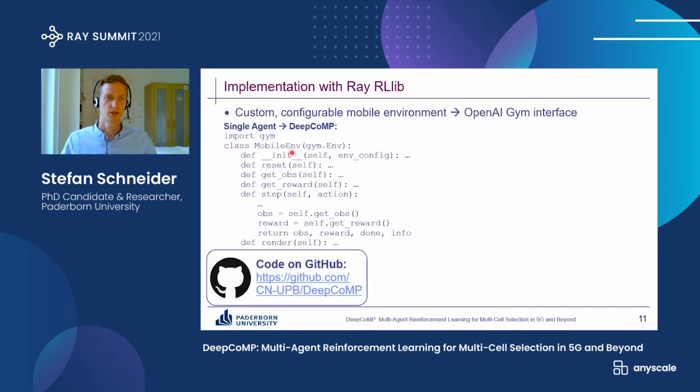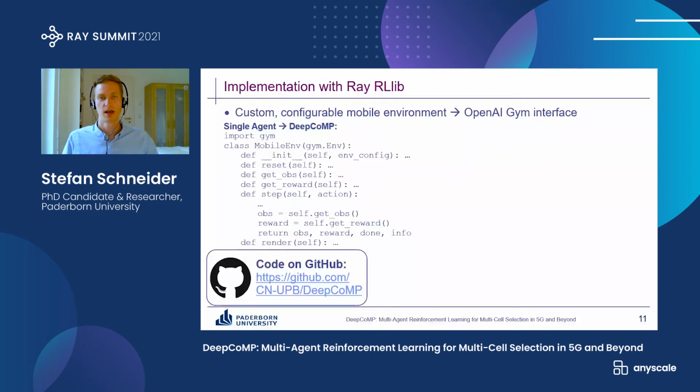So here I import gym and I inherit the gym environment, and I implement a class mobile environment that has a constructor, which gets some configuration dict here. And then it has these typical reset, step, and render functions that are dictated by the gym interface. And I also have some functions to get the current observation and current reward, which are used inside the step function. And the step function also implements all the dynamics and all the environment logic.